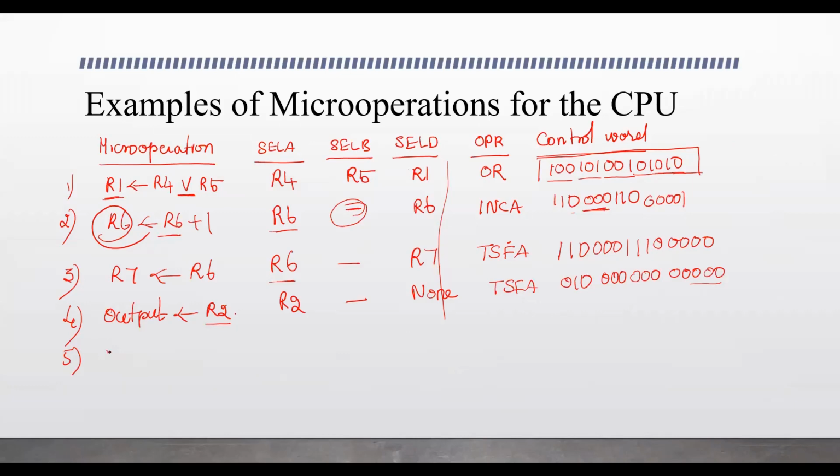And if the input has to be directly transferred to the output, the operation performed here is directly transferring the external input to the external output. So here the first input to the ALU is input, and there is no second input here, and for output, the SELD will not select any registers, and the operation is again transfer, correct?